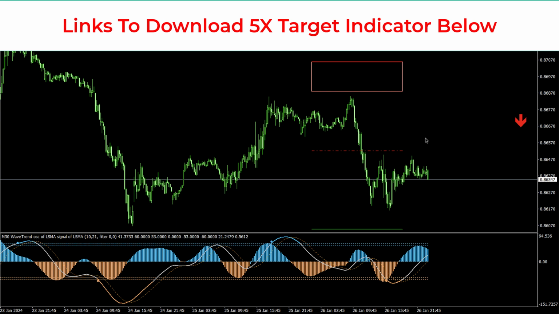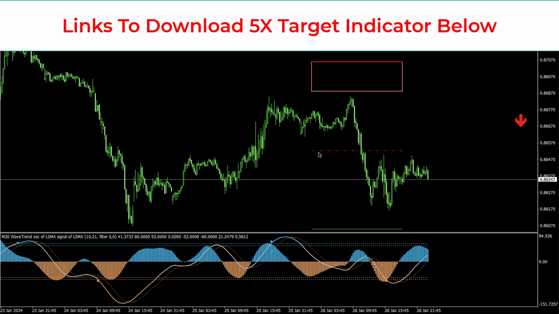Hello guys, in today's video I will be explaining a strategy that can be used with the 5X target indicator, using the wave trend oscillator for determining the direction or the market bias. So this is the indicator, and in this indicator you can see the entry box, which is this one.